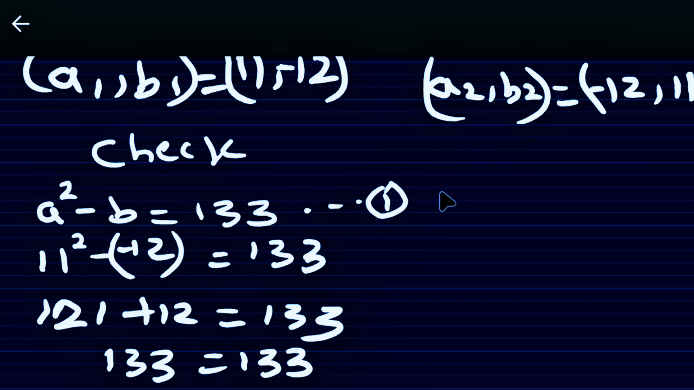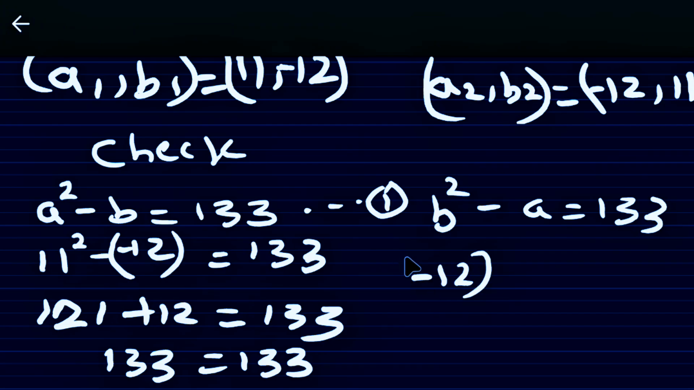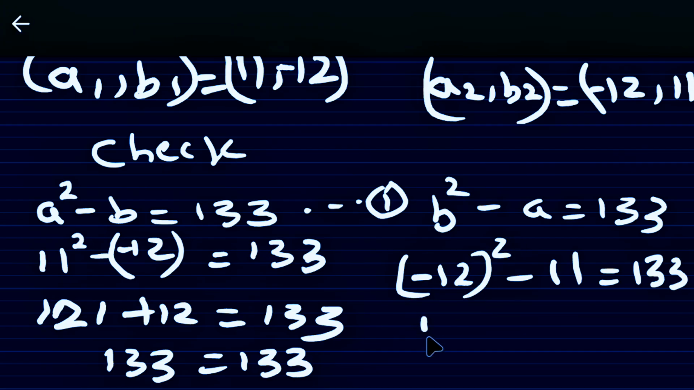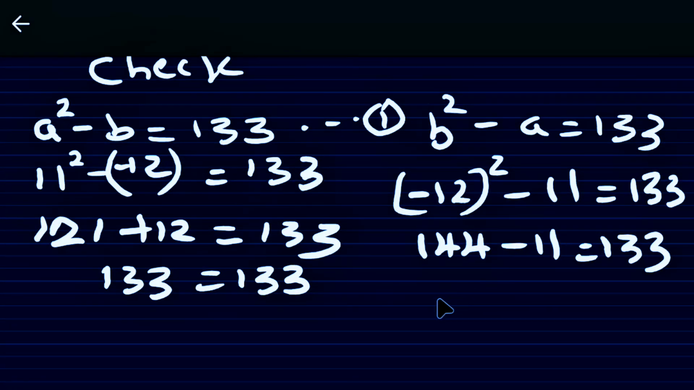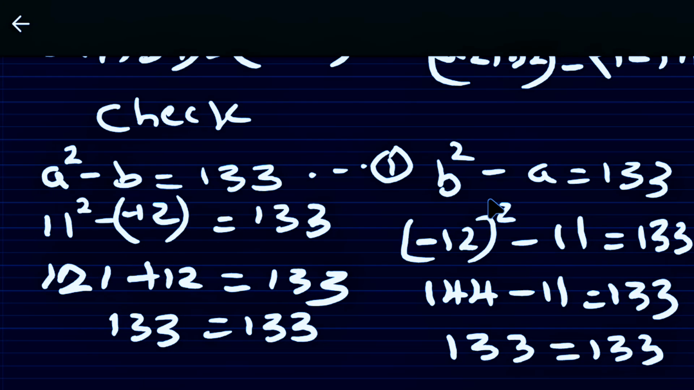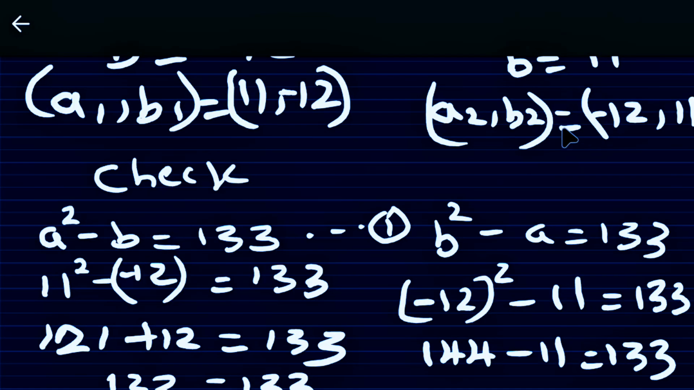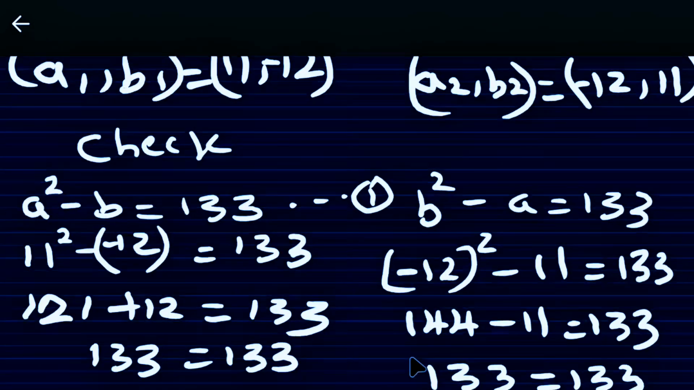Equation 2 is b squared minus a equals 133. So b squared here will be minus 12 all squared, then minus 11, and this will be equal to 133. Minus 12 all squared will give us 144, then minus 11, and 144 minus 11 gives us 133, and this is 133. You can see that this one satisfies equation 1, and this a2, b2 satisfies equation 2.